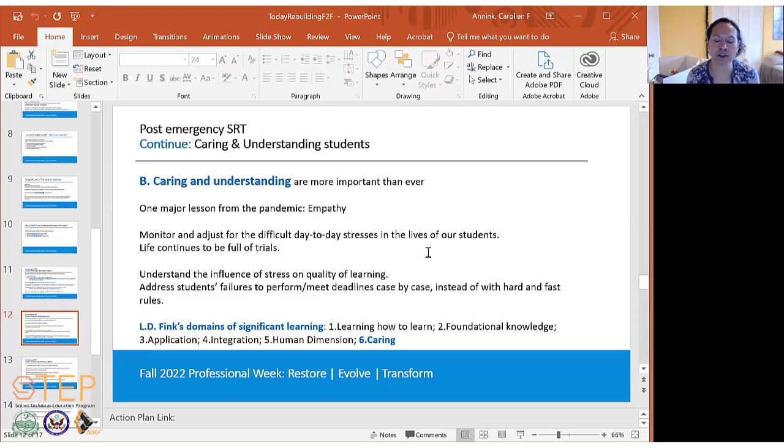L.D. Fink is an instructional designer, and he articulated different domains for significant learning. Here on the slide, you see the different domains, and one of the domains is caring. So caring is very important in learning. It's a part of learning. Learning how to learn is the first one you see there. We talked about that before, to talk to your students about the value of collaborative learning, the value of active learning. So for students to realize what helps them learn, that is an important part of the whole picture of learning.